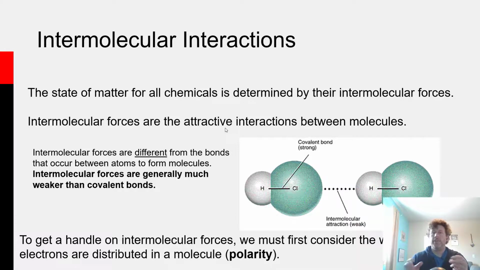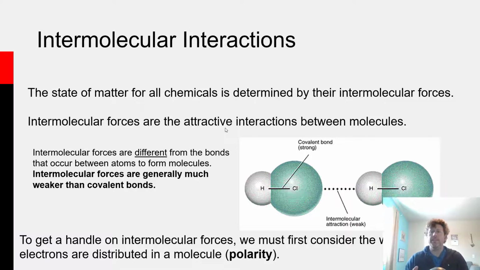There are intermolecular interactions that hold the molecules, the particles, together in all states and all forms of matter. However, depending on the chemical formula and the molecular geometry of the molecules in question, these intermolecular forces can be stronger or they can be weaker.